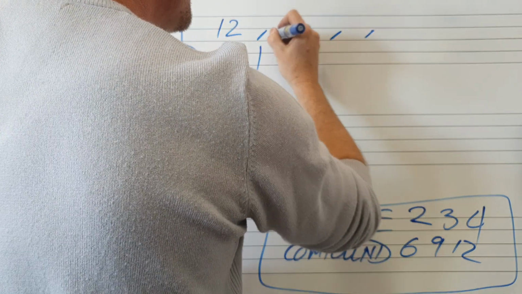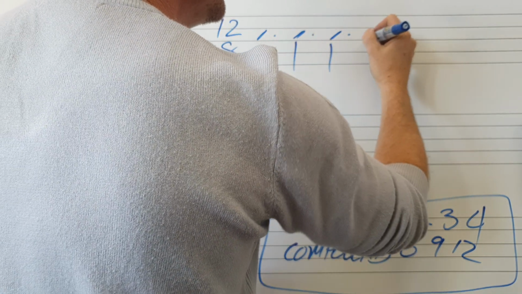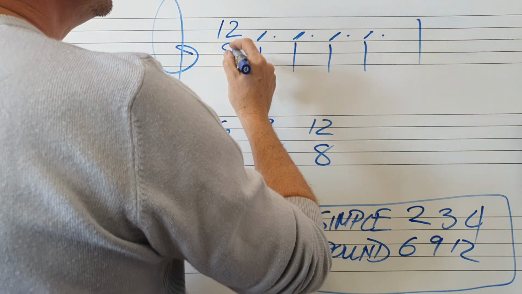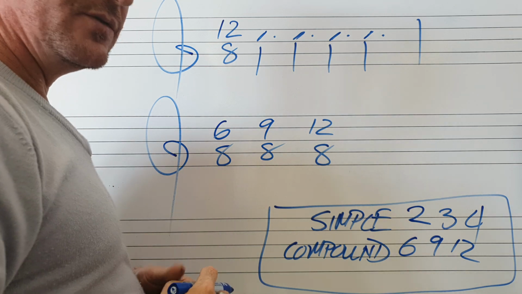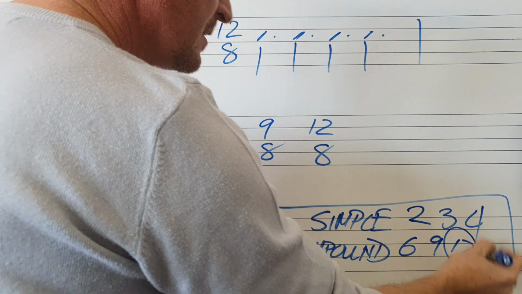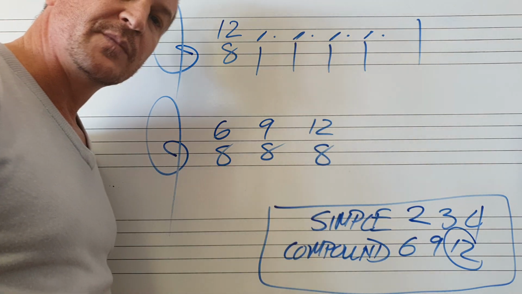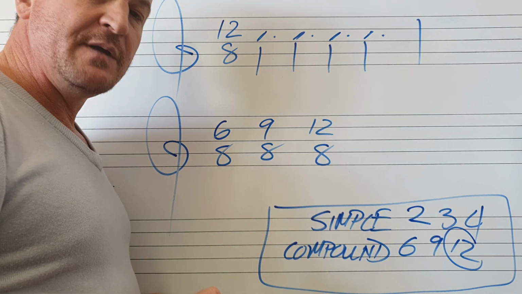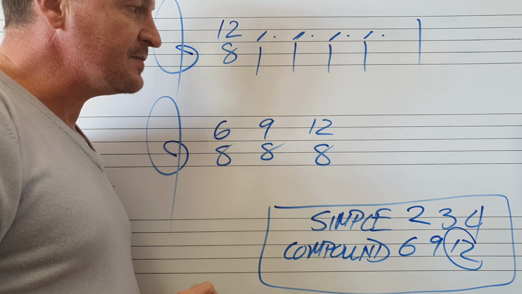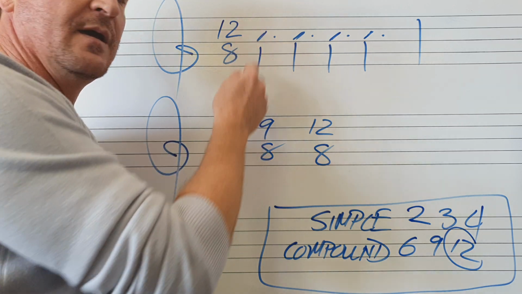And then the last most common time signature for compound is 12/8. It has 4 main beats that you feel. Each beat can divide into 3, as I said. And if you divide 12 by 3, you'll come up with 4. Therefore, it is compound quadruple.